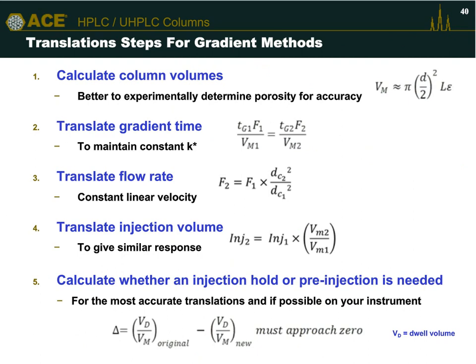Now, gradient chromatography is slightly different. This is a slightly more complex situation, and there are 5 steps to gradient translations which have to be accounted for, and the equations are on the screen here. Now, all of these are pretty straightforward, but the one that's perhaps missed out the most is step number 5, and this is where we have to determine whether we have an injection hold or a pre-injection to give us an accurate translation. Also, column volume can be determined experimentally, which can be quite important, and also the dwell volume of your system should be determined experimentally too, to give you the most accurate translations under gradient chromatography conditions.